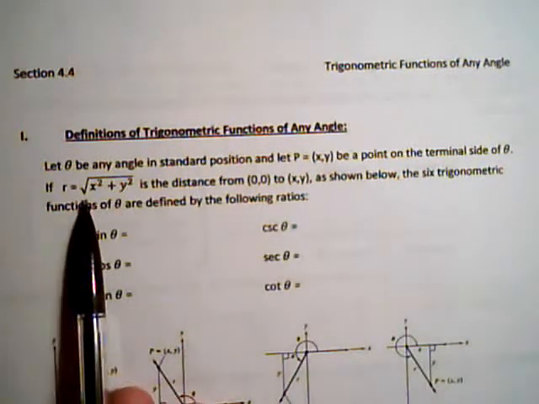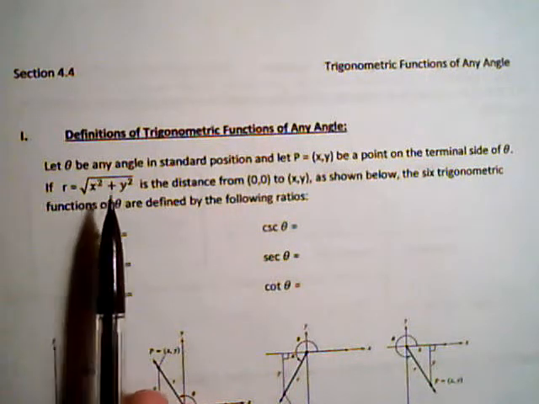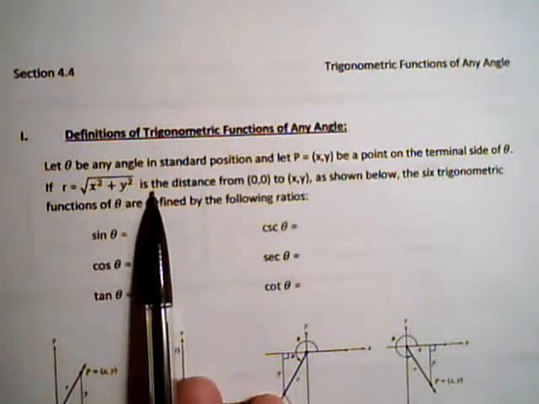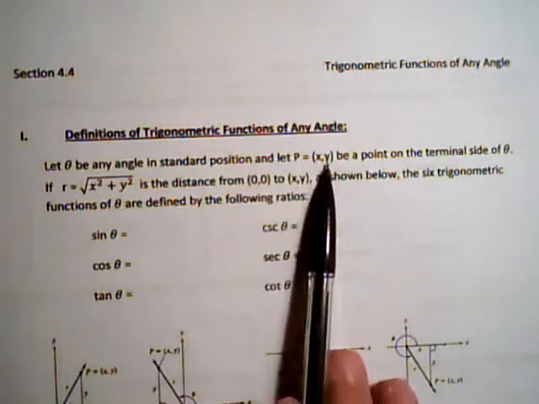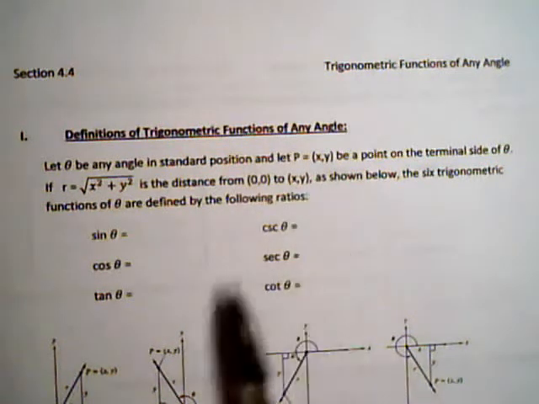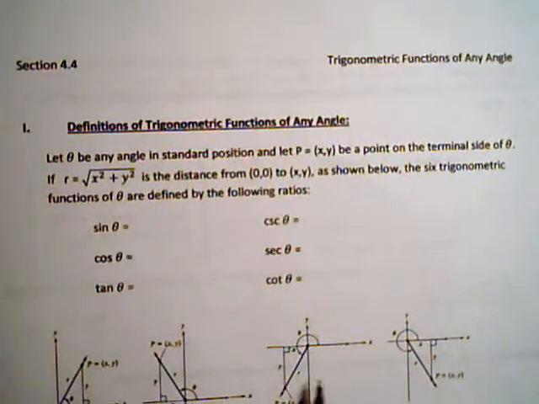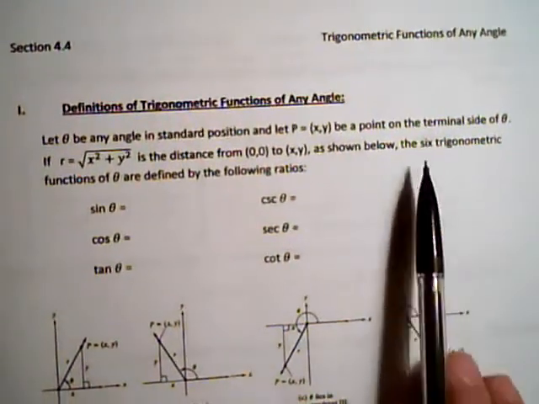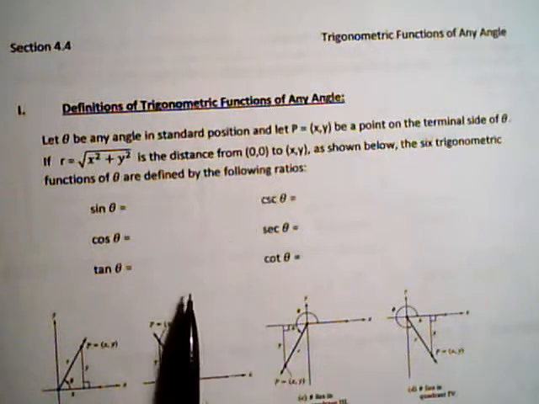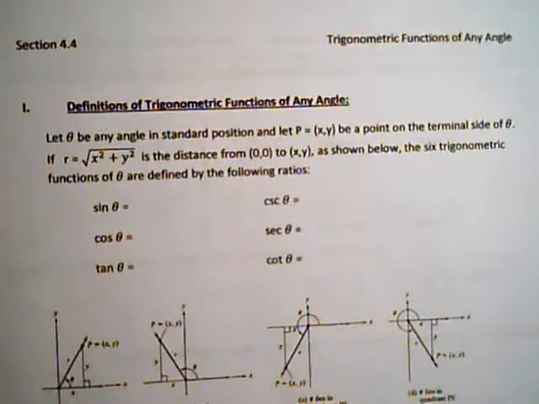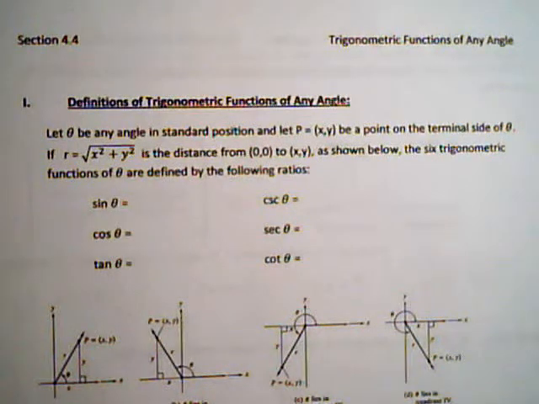If r is equal to the square root of x squared plus y squared, the distance from the origin to your point P, as shown below, and we have 4 cases on the handout that we're going to talk about, then our 6 trig functions of theta are defined by the following ratios. This is what I was talking about earlier when I said we're going to have different ways to define the trig functions. It's actually the same meaning.